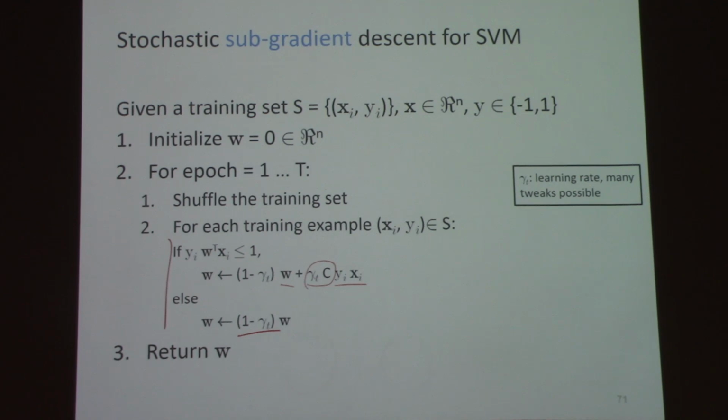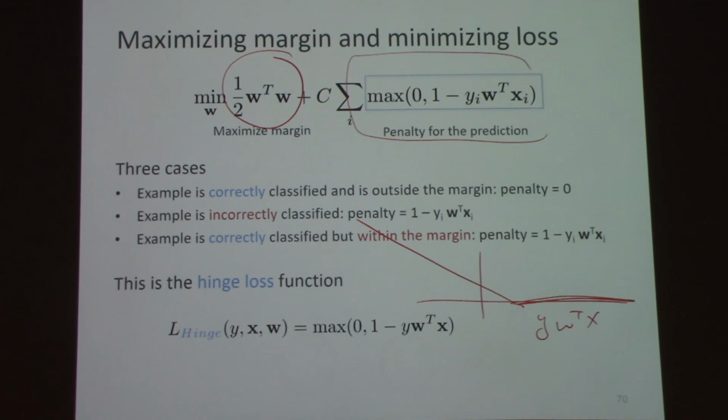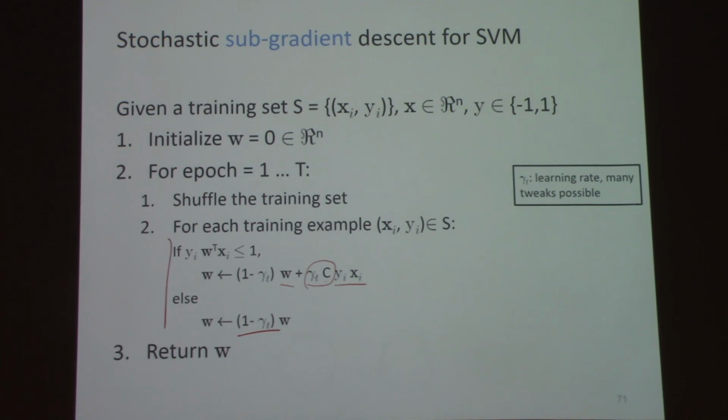So you can think of this as a game. You try to gain points by making the W smaller or by making the loss smaller. And in all cases, you try to make the W smaller, this part, by shrinking, and you make the loss smaller by taking this step here.